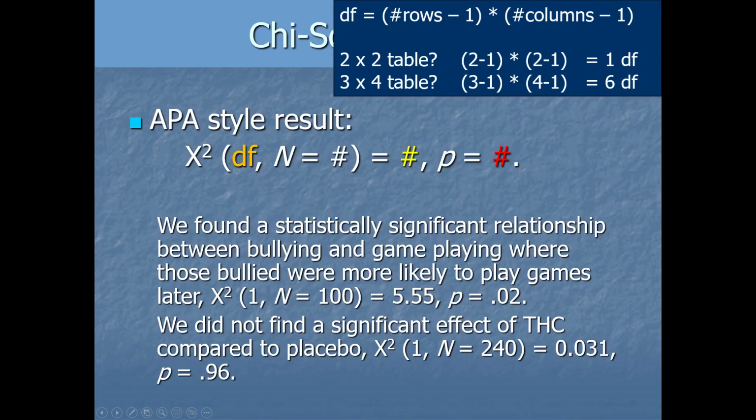Or, let's say something was not statistically significant. We could say we did not find a significant effect of THC compared to placebo. Chi-squared with 1 degree of freedom, n equals 240, and then you give your chi-square value and whatever the p-value is that's associated with that. And again, if it's greater than 0.05, that's usually when we say it's not statistically significant. We failed to find a difference between the groups. Doesn't mean there isn't one, but we didn't find one in our study.